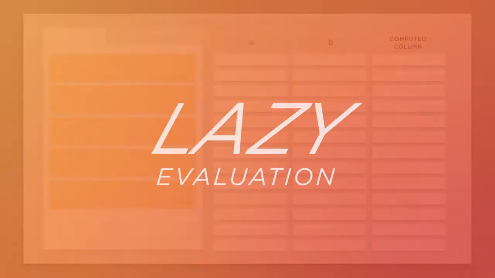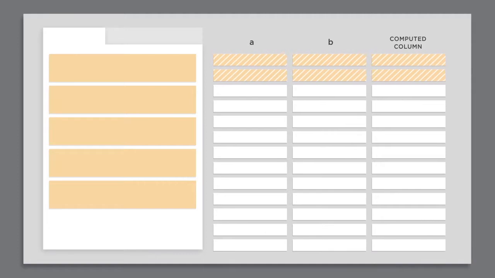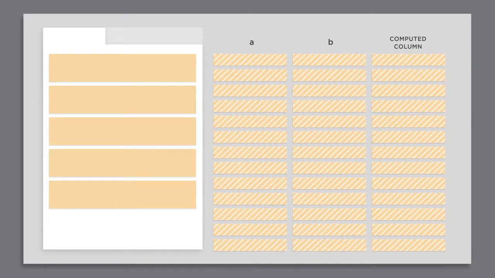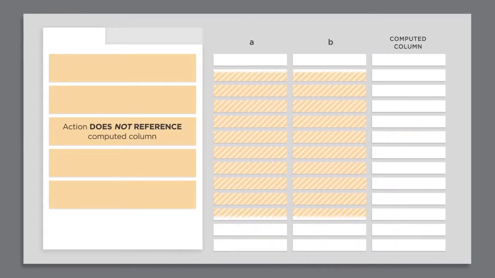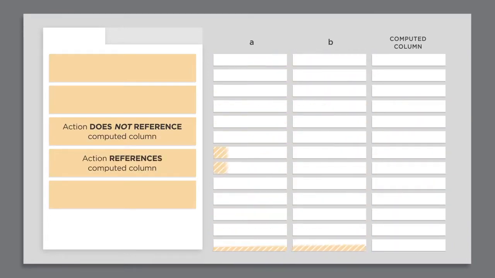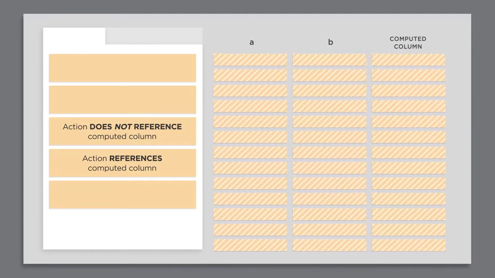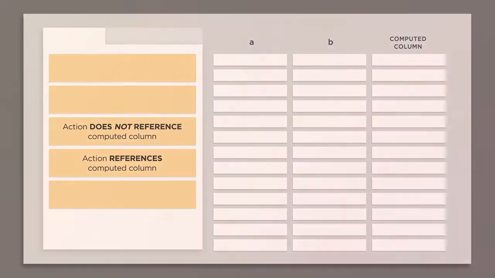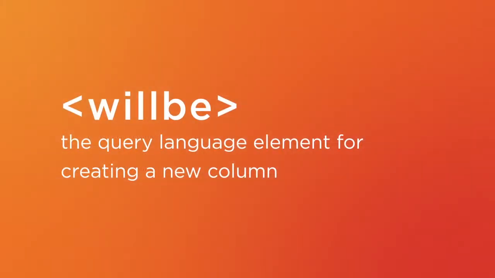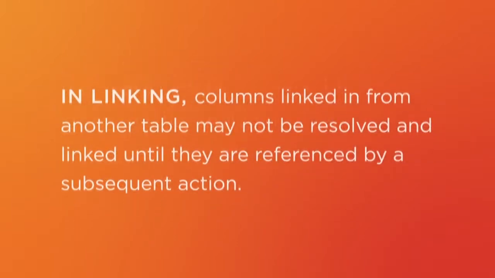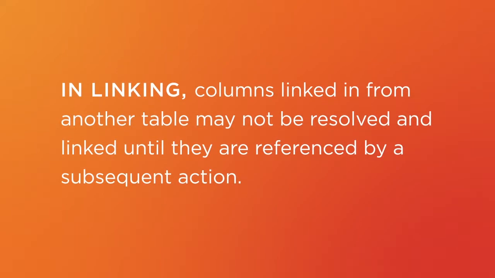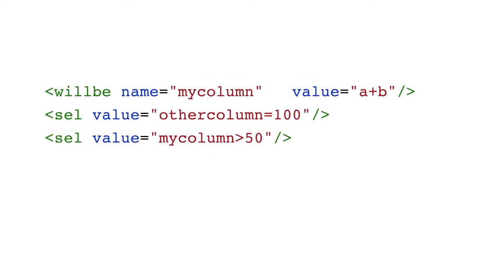1010 Data calculates results using lazy evaluation. While each action modifies the table, the platform may defer calculations which do not impact the result. Specifically, the values in a computed column defined in a Willbe are not calculated until the column is referenced in another action or the displayed result. Willbe is the query language element for creating a new column. In linking, columns linked in from another table may not be resolved and linked until they are referenced by a subsequent action.